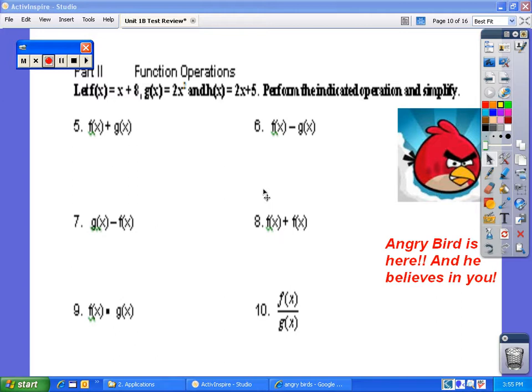So, the first thing we're going to look at is these different function operations. So, f of x is going to be x plus 8. G of x is 2x squared, and h of x is 2x plus 5. Alright, so the first thing that we want to do is f plus g. So f plus g.